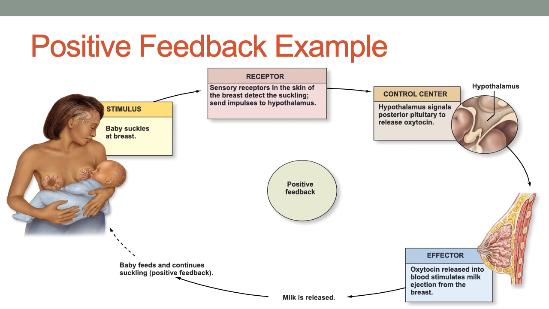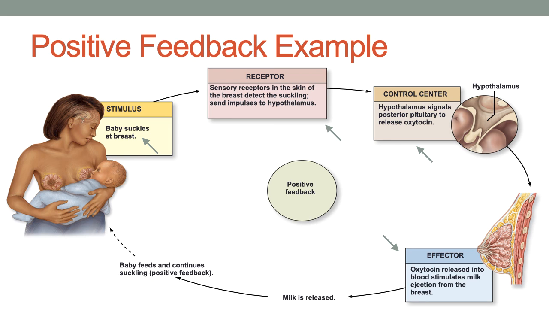Another positive feedback example is breastfeeding. In this case, you have the stimulus, which is the baby suckling at the breast. The receptors here are sensory receptors in the skin of the breast that detect the suckling. When they detect that, they send impulses to the control center, which is usually the hypothalamus. The hypothalamus is going to signal the posterior pituitary to release oxytocin. Oxytocin is released into the blood, and this is going to go to the effector, which is going to stimulate milk ejection from the breast.